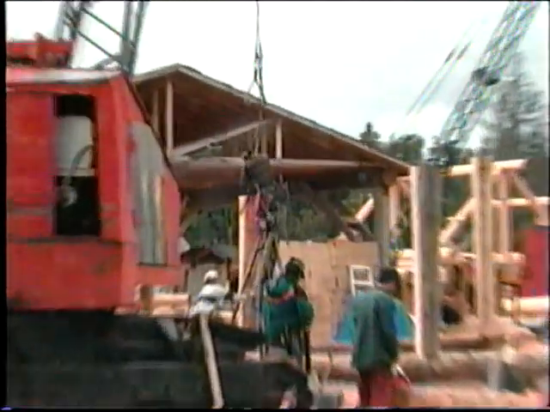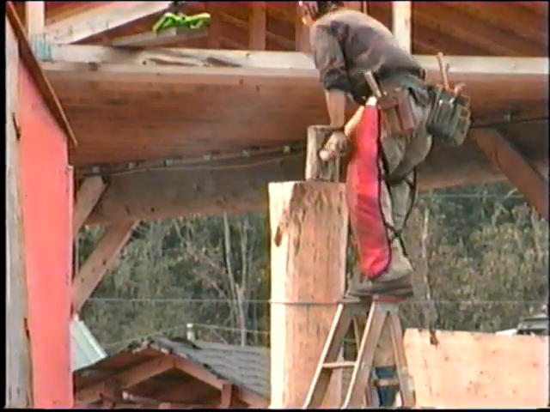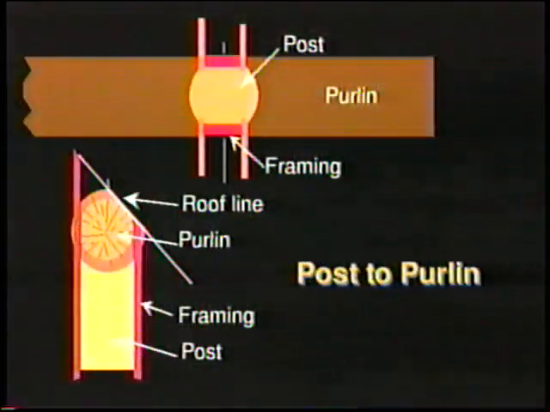With the fitted post in place, mark the width of the flats on the ridge log so that a plumb cut can be made for the gable end framing material. The slot will be the width of the framing material plus the thickness of the wall covering on each side.